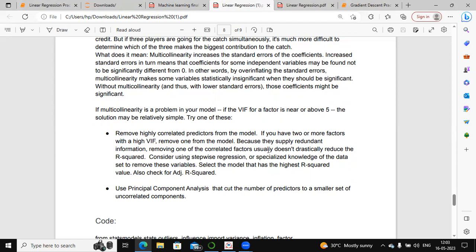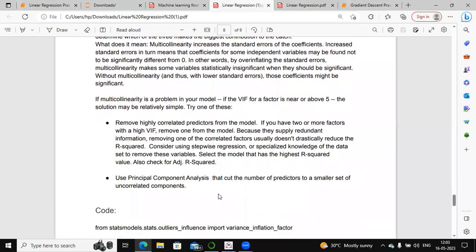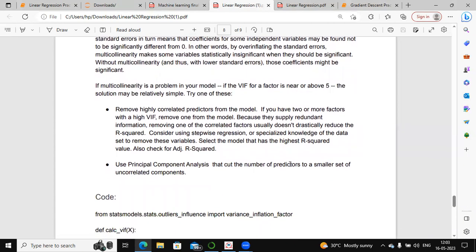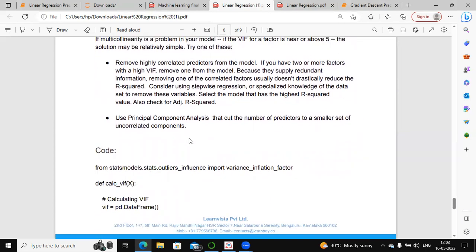Removing one of the correlated factors usually doesn't drastically reduce the R squared. Consider using stepwise regression or specialized knowledge of the data set to remove the variable. Select the model that has the highest R squared value. Also check the adjusted R squared. So while deciding which variable to keep among the independent variables that are correlated to each other, select the one that has a higher R squared, and also check the adjusted R squared. Use principal component analysis to cut the number of predictors to a set of uncorrelated components.